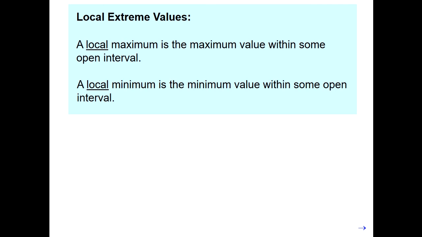Local extreme values. A local maximum is a maximum value within some open interval. So we can have maximums and minimums on an open interval, but we call them local maximums or local minimums.